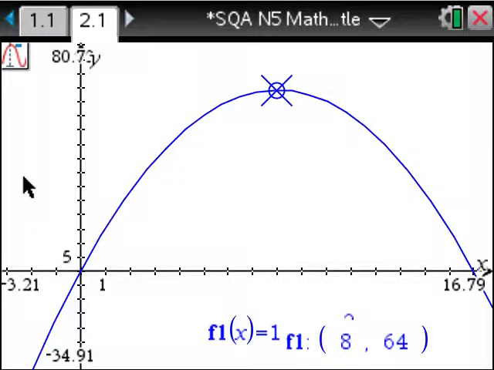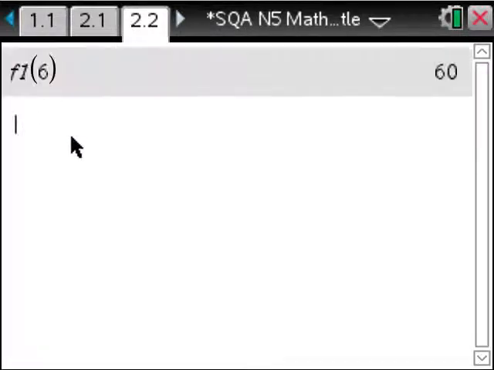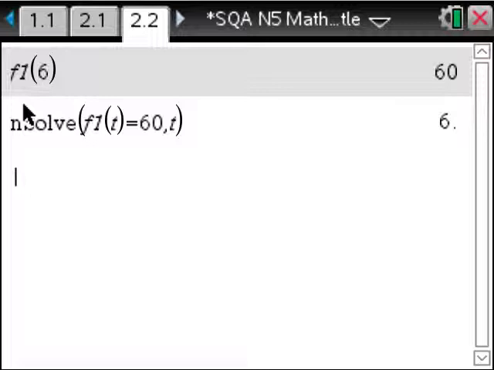Let's show you could have done this with some calculations on the calculator page. So my function which I'm dealing with, f1, if I type in f1 of 6, it's 60, but obviously that's using the answer I found out. So what I could have done is menu, algebra, numerical solve, f1 of t equal to 60, and I want to solve it for t. It doesn't matter what letter you use here, as long as the letters are the same in these two locations in this expression, and that gives me the value of 6.